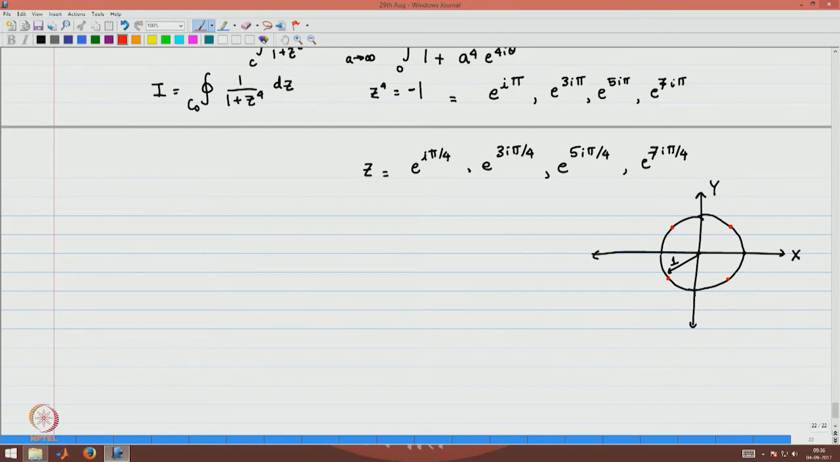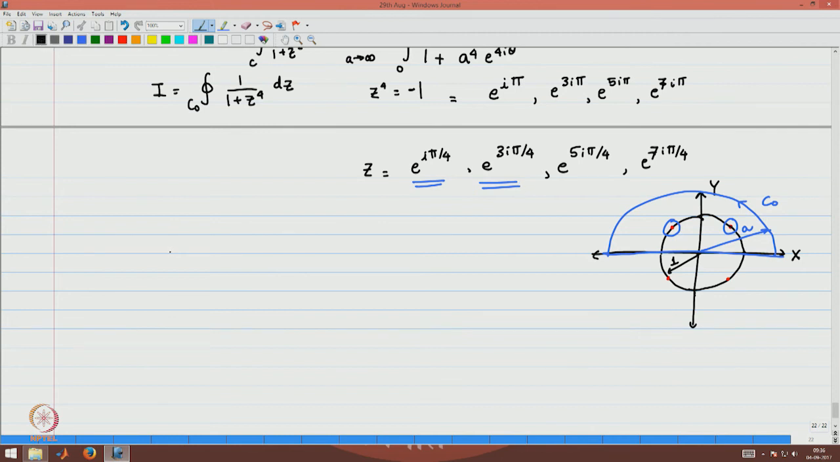Now if you remember the contour that we had, the contour looked like this. So it was A, and this was our C0, which was of radius A, and we are going to take the limit as a goes to infinity. So you can assume that a is greater than 1. So basically only these 2 poles lie within this contour C0. The poles that lie within C0 are basically i pi by 4 and 3 i pi by 4.